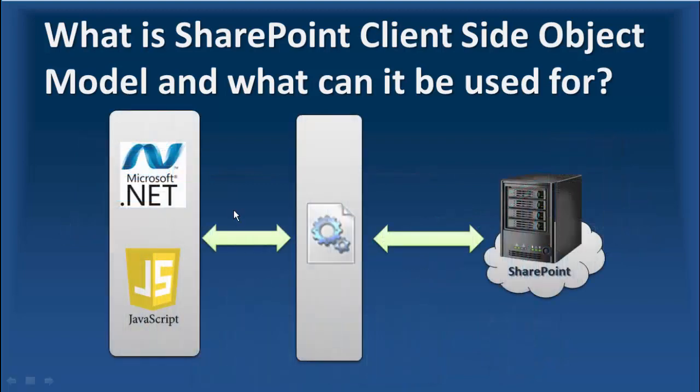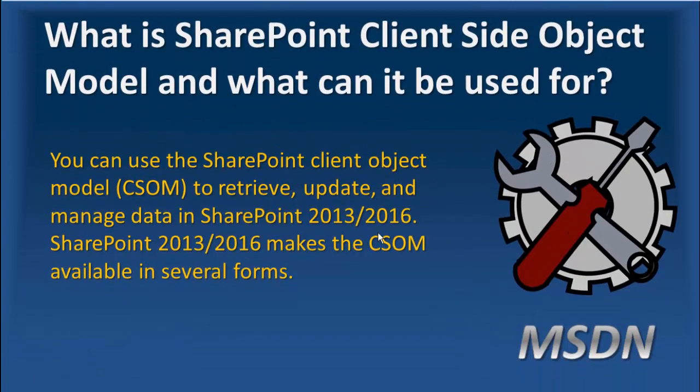To interact with SharePoint, Microsoft provides a set of APIs over different protocols. But generally speaking, in this series, we are using either Microsoft .NET or JavaScript. Mainly, I will focus on Microsoft .NET or managed code to interact with SharePoint remotely. And there are some intermediary APIs that will help us make these calls easier. So in simple words, you can use SharePoint client-side object model to retrieve, update, and manage data in SharePoint 2013 or 2016. SharePoint makes the CSOM available in several forms.